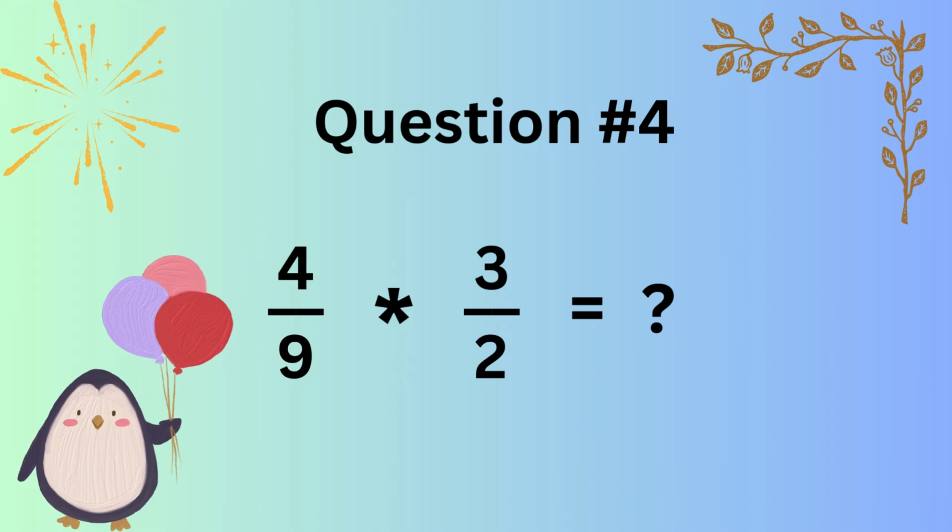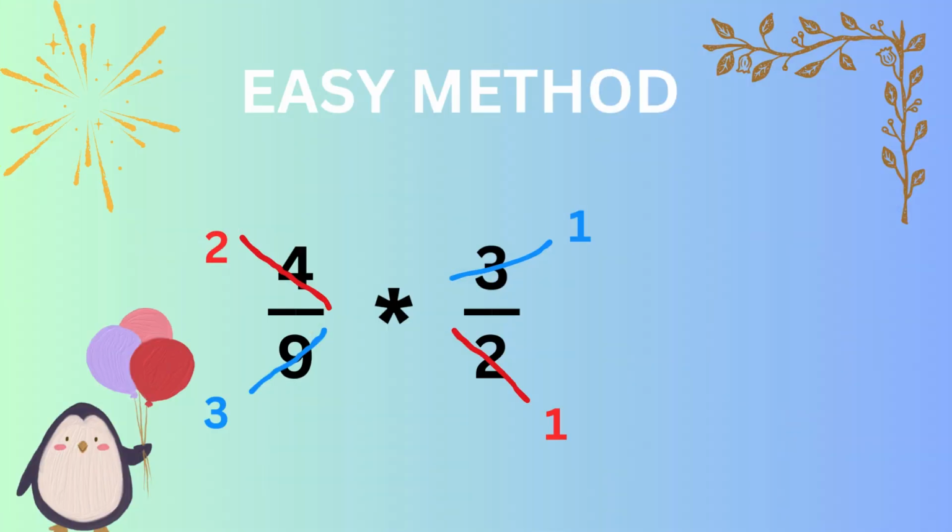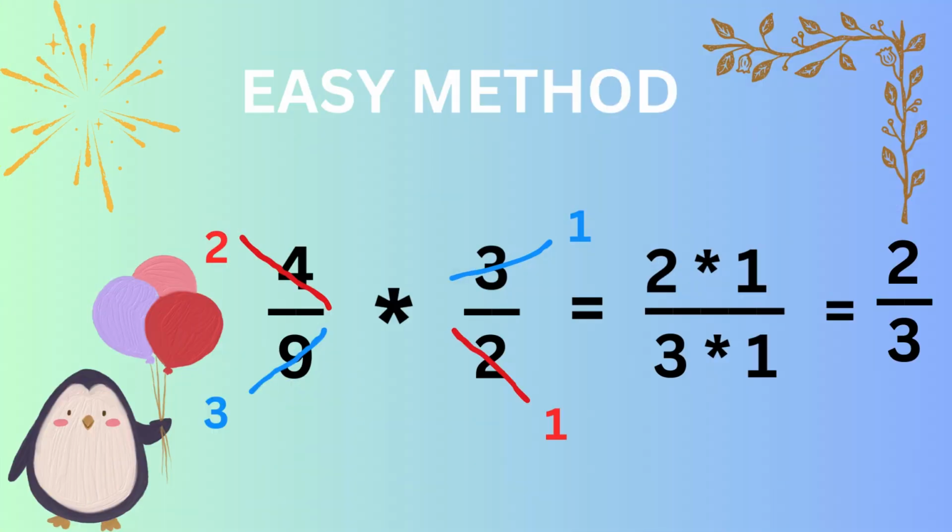Next, let's tackle 4/9 times 3/2. We'll use the faster cross-simplification method. In the fraction 4/9, the numerator 4 and the second fraction's denominator 2 are both divisible by 2. 4 divided by 2 is 2, and 2 divided by 2 is 1. In the first fraction's denominator, 9, and the second fraction's numerator, 3, both are divisible by 3. 9 divided by 3 is 3, and 3 divided by 3 is 1. Now multiply. 2 times 1 is 2, and 3 times 1 is 3. Our answer is 2/3.